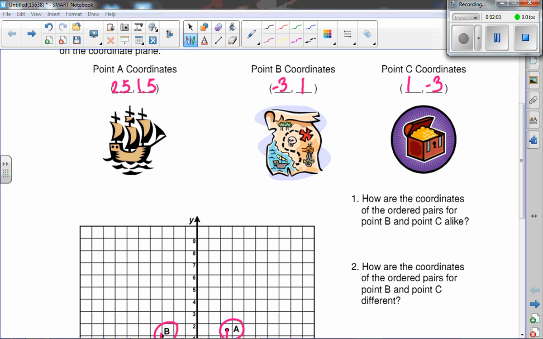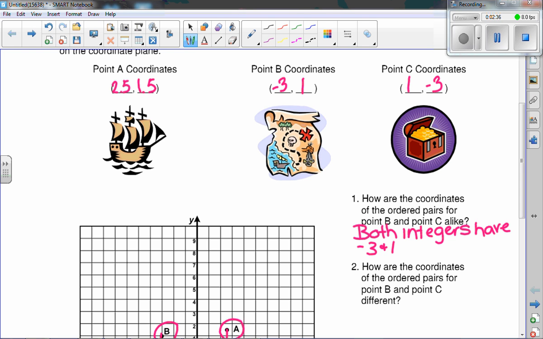So let's take a look at the questions. How are the coordinates of the ordered pairs for point B and point C alike? Okay, if you said in your mind that both of the integers have -3 and 1 as coordinates, you are correct. So please be sure to write this on your handout for future reference.